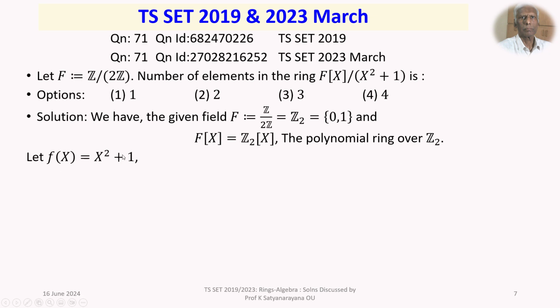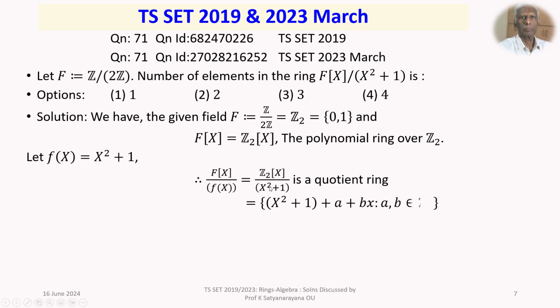Now, let f(x) be equal to x square plus 1, and the ideal generated by x square plus 1 will be an ideal of F[x], or Z2[x]. So F[x] by the ideal generated by f(x), that means Z2[x] by the ideal generated by x square plus 1, will form a quotient ring. And what is the question? The question is the number of elements. So how will the elements look like in Z2[x] by the ideal generated by x square plus 1? They are I plus a plus bx, where a, b belong to Z2.